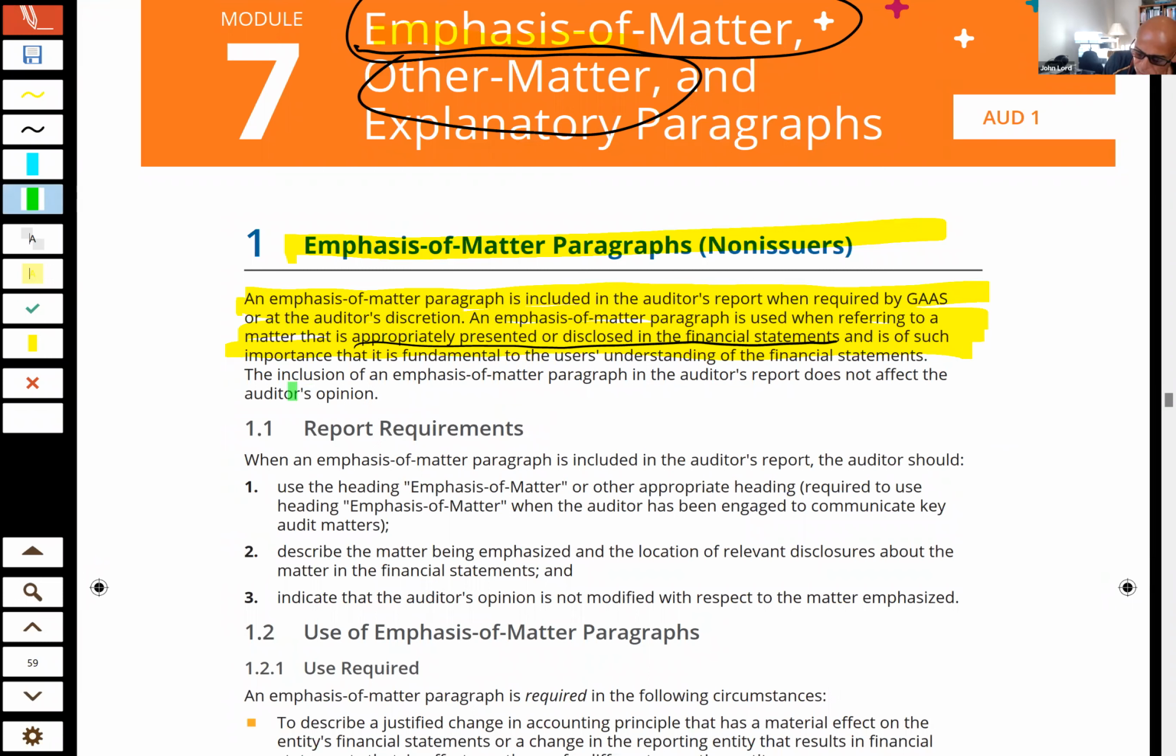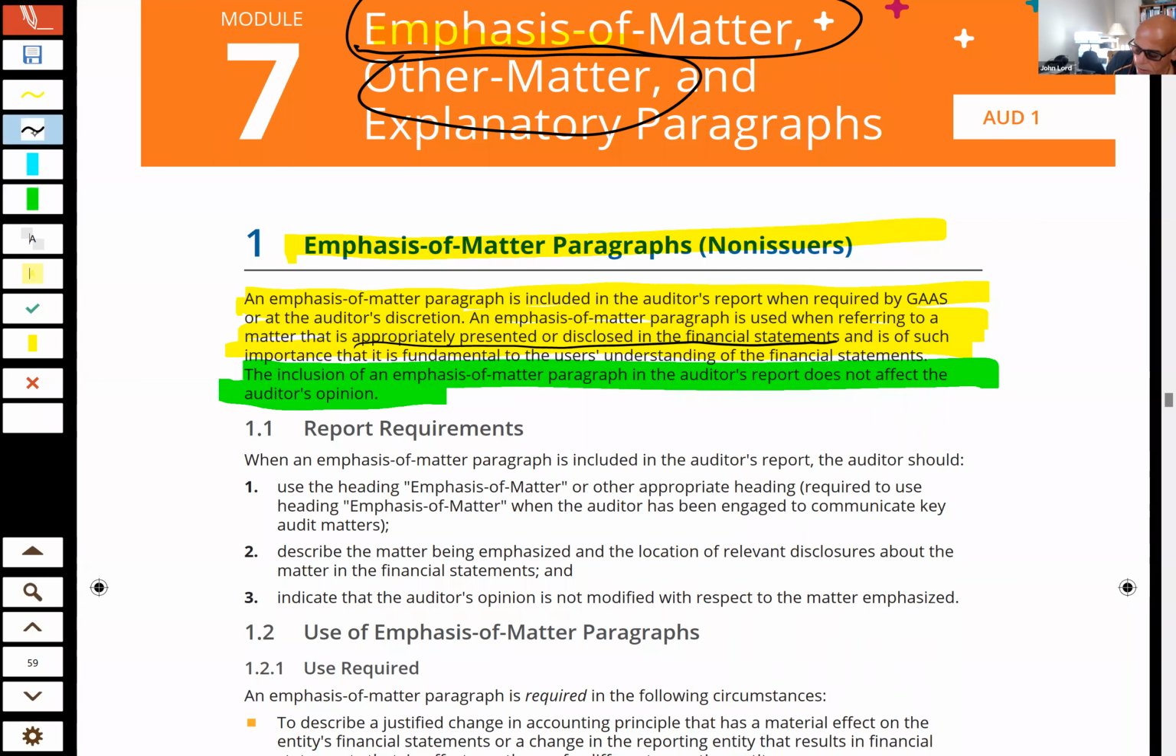And note that inclusion of this matter does not necessarily affect the auditor's opinion. In other words, we're emphasizing this matter that's properly disclosed. That means we're not going to qualify, we're not going to issue an adverse opinion because it's properly disclosed, but we have determined that we should call it out in our otherwise unmodified, unqualified opinion.